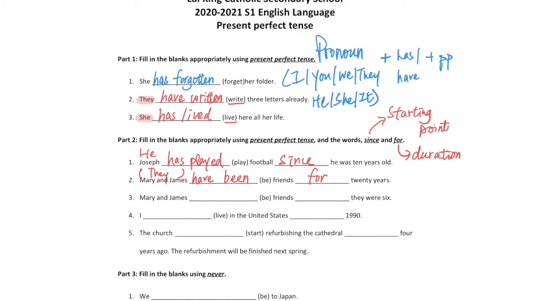So question number 3, Mary and James. So it is also the pronoun they. Mary and James have been friends, now, when they started being friends. So when they were 6. So Mary and James have been friends since they were 6. So I have lived in the United States since 1990.